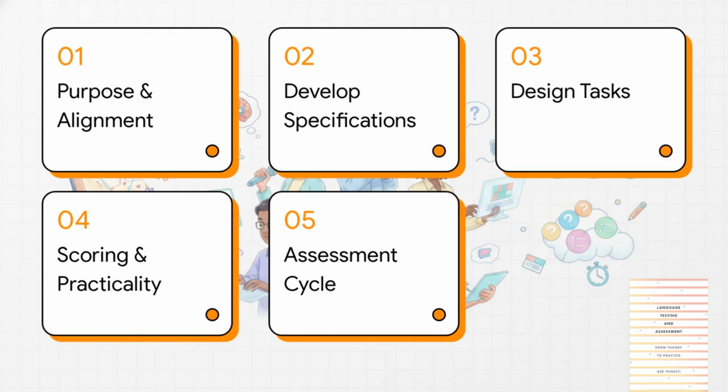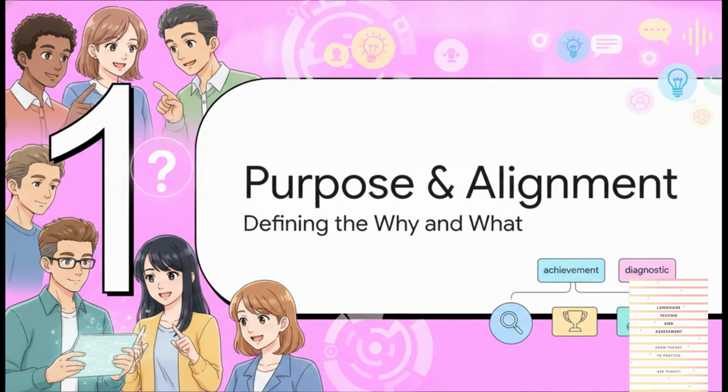To reach those goals, here is our roadmap. We'll move systematically through 5 areas, starting with purpose and construct alignment, then developing assessment specifications, designing tasks for skills, scoring and practical considerations, and finally, the assessment development cycle. All right, let's jump straight into Section 1, Purpose and Construct Alignment.